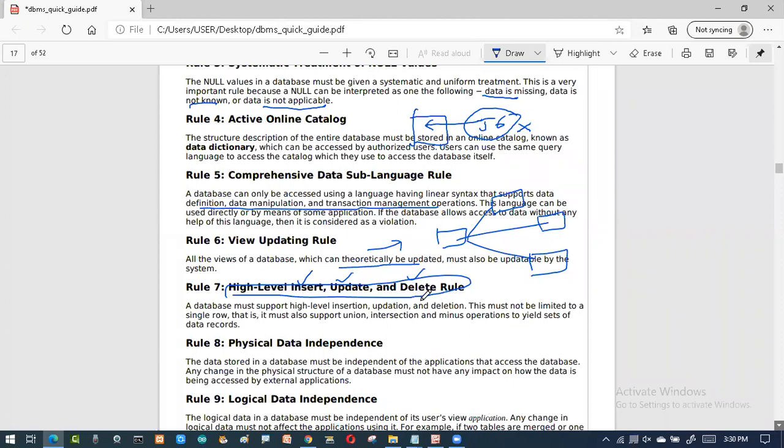Now this kind of operations has to be available for any language which you are using. It should support this kind of operations and should not be limited to a single row. That means it is not applicable only for roll number 20, only for 30, or only for 50. Whatever operations you do for a single person should be applicable for all the persons. There should be no restriction.